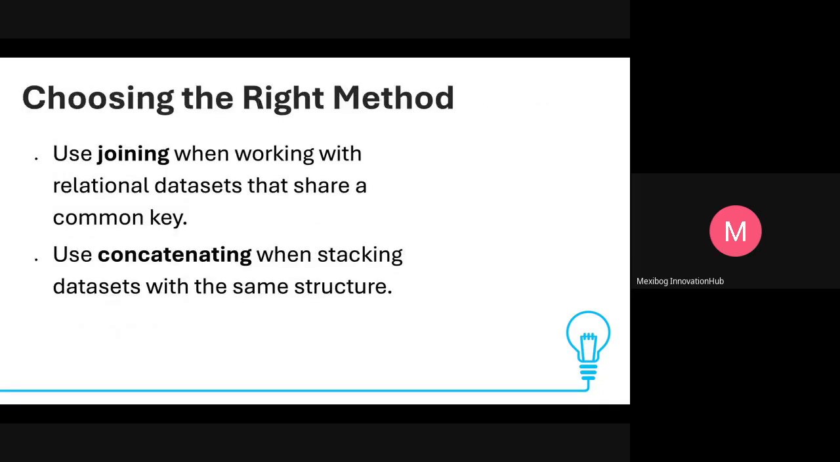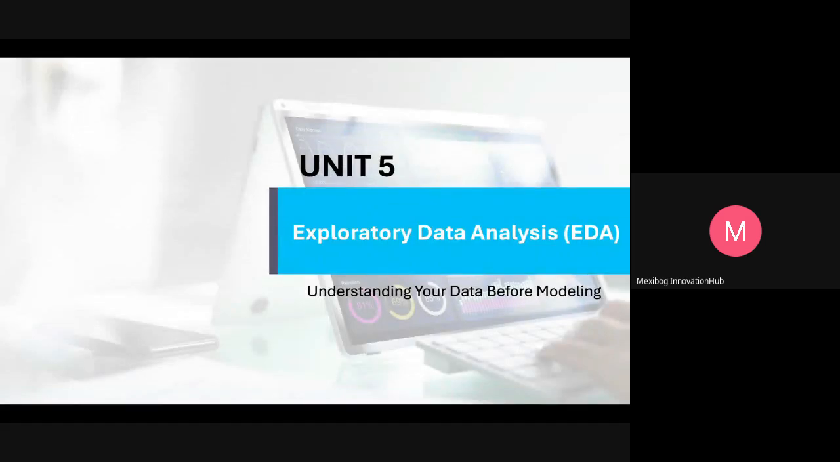Then choosing the right method. You use joining when working with relational data sets that share a common key. We talked about joining, that it is used when you have a common key they share. Concatenating, you use when stacking data sets with the same structure. They need to be of the same structure. Take note of that. Then unit 5, exploratory data analysis, EDA, understanding your data before modeling.